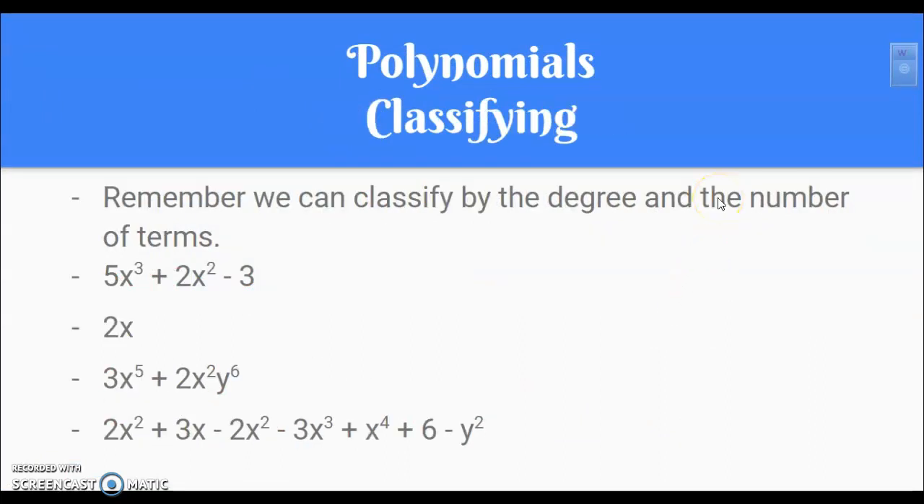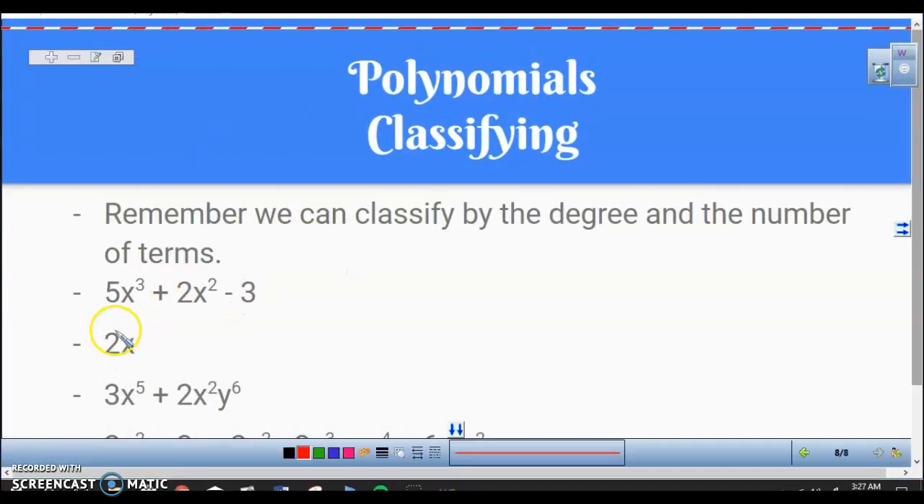Remember, we can classify by the degree and the number of terms. So my first example has 3 terms. That would make this a trinomial. It has a degree of 3. So this could be a trinomial with a degree of 3. Remember, we also call this a cubic trinomial. It's cubic because it has a degree of 3. It asks you both terms on the test.